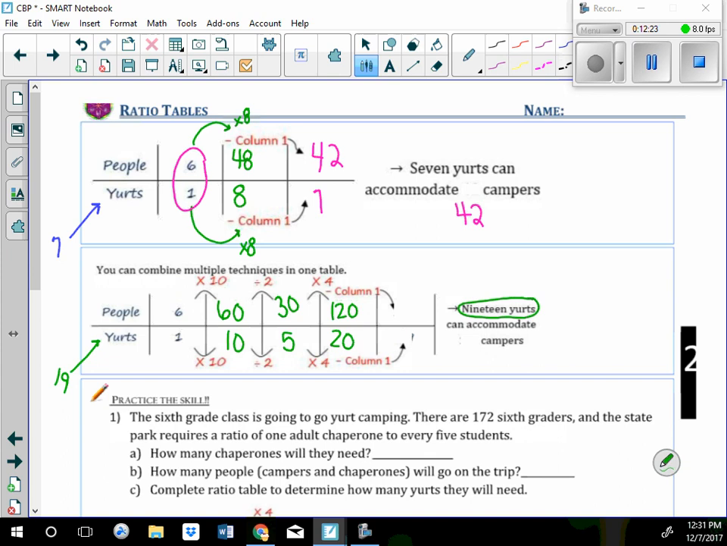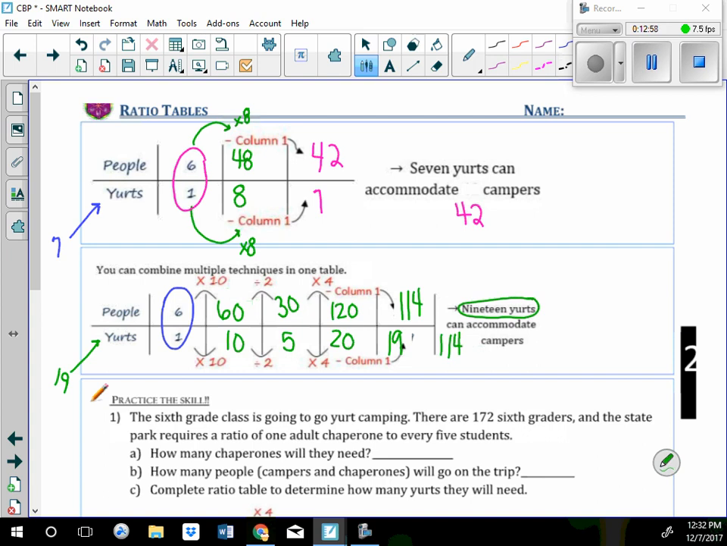Minus column 1. You got it. So I'm going to look at column 1 right here, and I want to subtract 1 yurt, which would leave me with 19 yurts. How many people am I going to subtract? 6. Sometimes kids say I have to subtract 1 from both of them, and I'm glad you understand your ratio. If we take away 1 yurt, we have to take away 6 people. So we would have 114. So 19 yurts can accommodate, there we go, 114 campers.